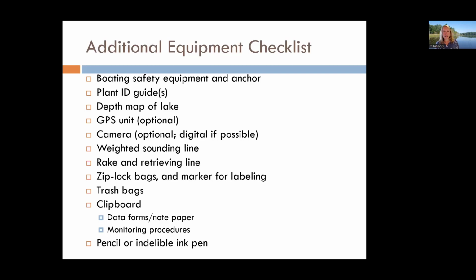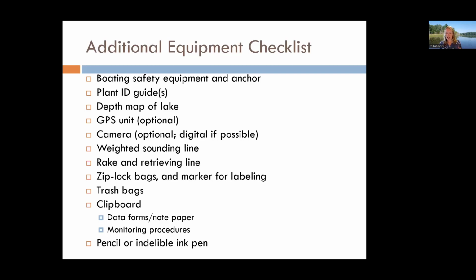A weighted line to let you know how deep the water is can be helpful. The rake is really important. We'll talk about that in a minute. Ziploc bags to take any samples back to shore that you want to look at more closely. A marker you can use to label that Ziploc bag as to where that plant was found. It's great to have a trash bag with you because if you pull invasive plants out of your lake, you probably don't want to throw them back in. So having some way to dispose of them is handy.